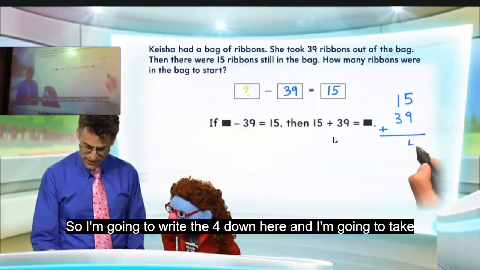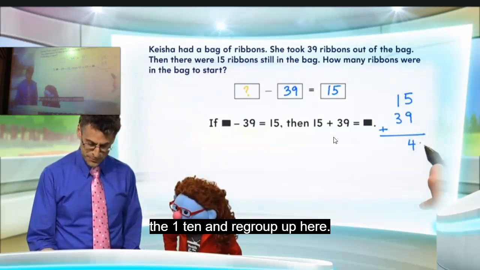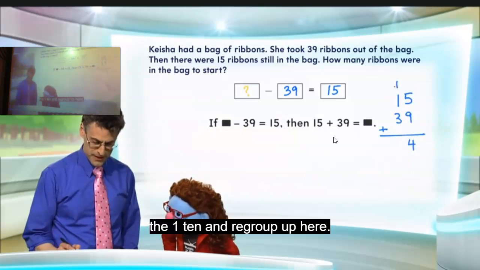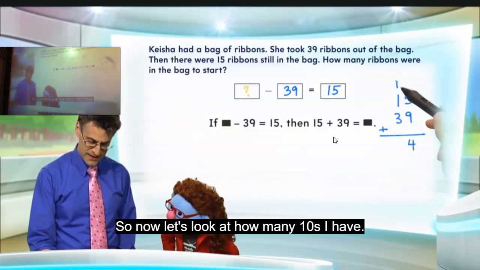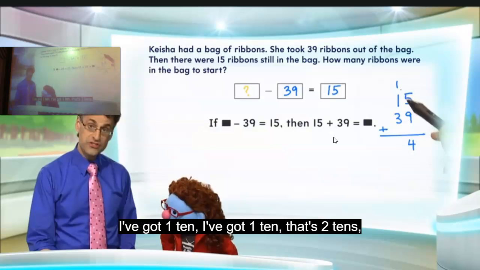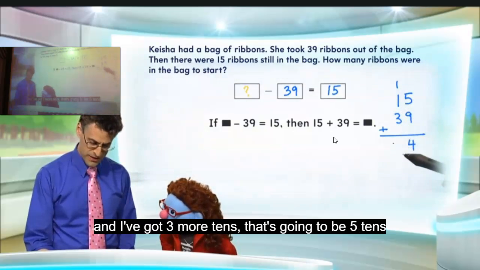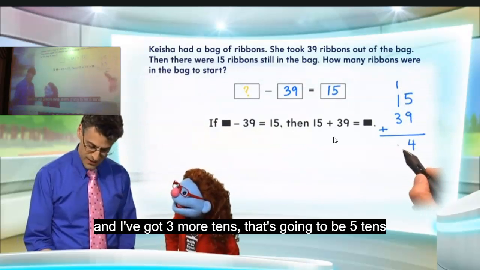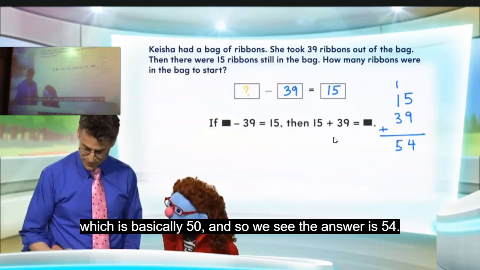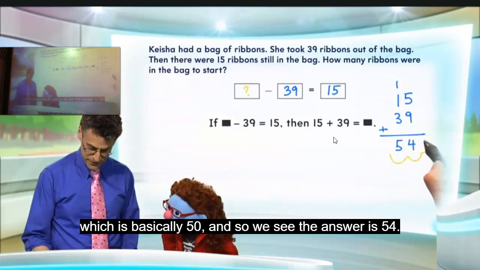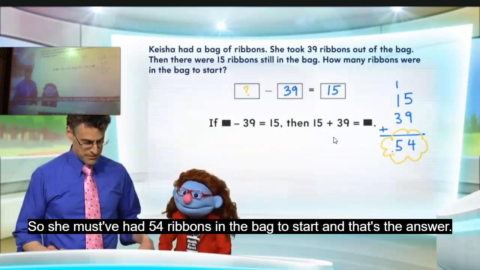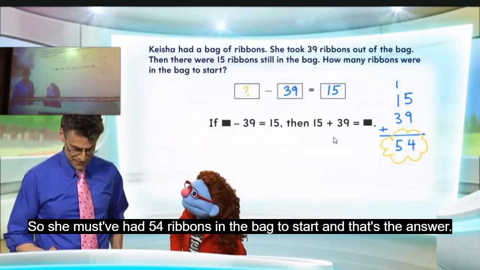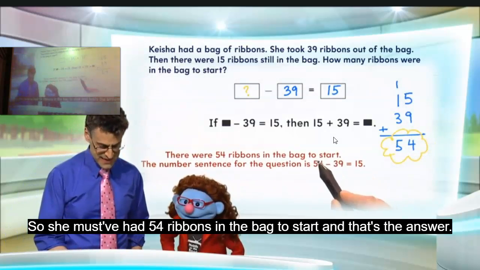So I'm going to write the 4 down here, and I'm going to take the 1 ten and regroup up here. So now let's look at how many tens I have. I've got 1 ten, I've got 1 ten, that's 2 tens, and I've got 3 more tens. That's going to be 5 tens, which is basically 50. And so we see the answer is 54. So she must have had 54 ribbons in the bag to start, and that's the answer.